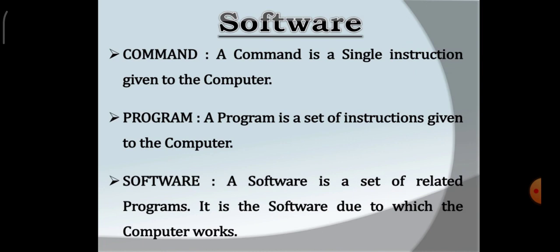And what is software? A software is a set of related programs. It is the software due to which the computer works. It can be the system software. System software is nothing but the operating system that you work on: Windows 7, Windows 8, Windows 10, Unix. All these are some of the examples of system software that you really work on.